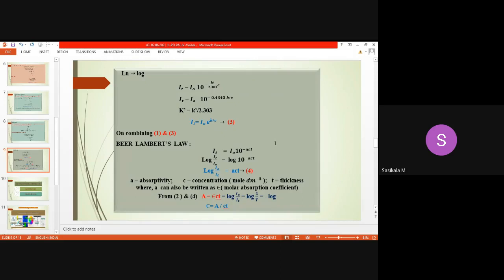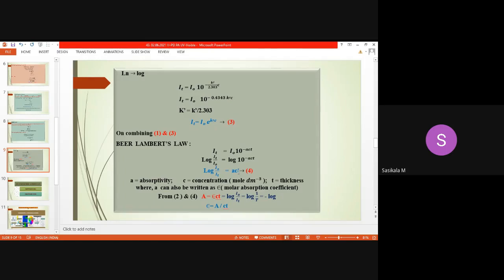So, understood now what is the Beer-Lambert law? A equal to ABC. Even in the book you can see ABC, A equal to small abc. Capital A equal to small abc you can write. But according to this derivation, it is given as ACT, where T represents thickness. Thickness we can mention with small b also.